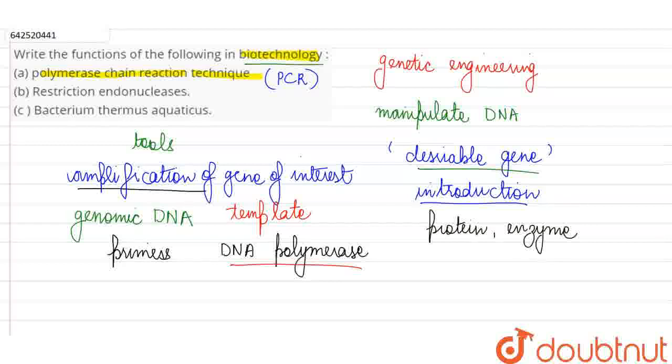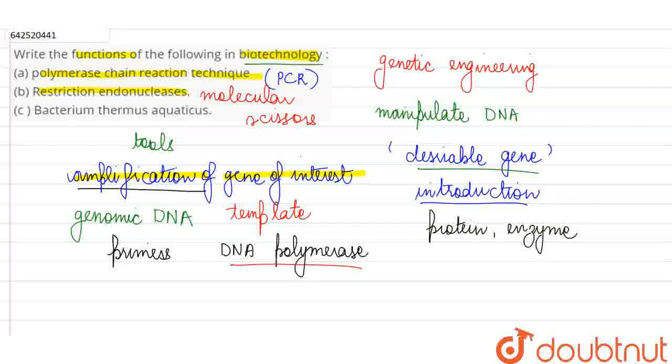So what is the function of PCR in biotechnology? It is used for the amplification of the gene of interest. Next they are saying restriction endonucleases. So restriction endonucleases are basically molecular scissors. In easy language, they are called so.